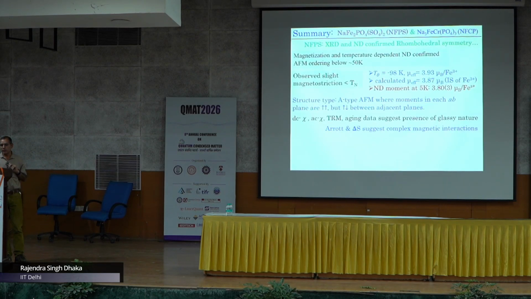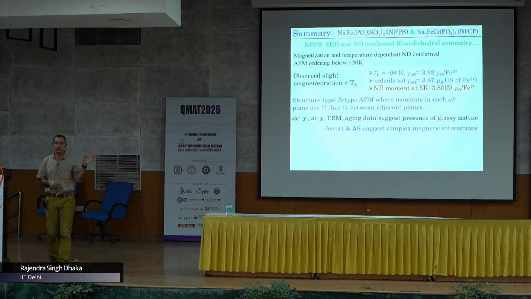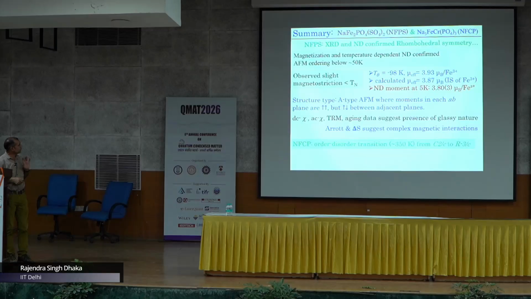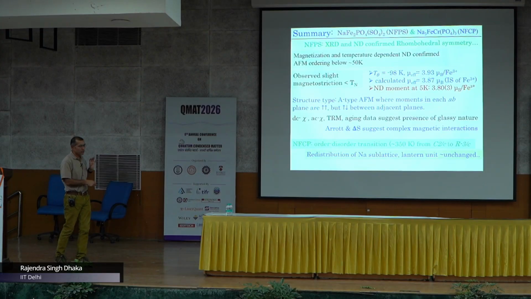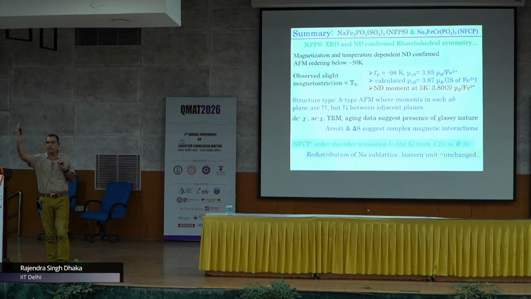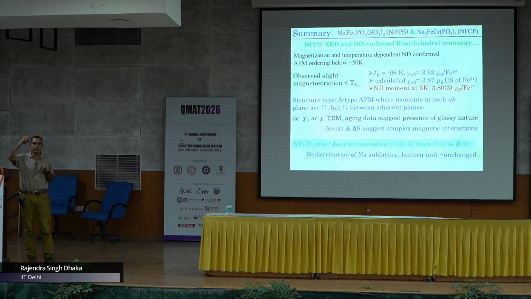So with this, let me conclude by saying that for the first sample, this sodium iron phosphate sulfate, we did detailed neutron diffraction and magnetization studies and found that there is a complex magnetic structure in it. And in the second example, the iron chromium, we found the order-disorder transition happening around 350 Kelvin, which is roughly 50 Kelvin above room temperature. This is very crucial even for battery applications, where our battery temperature in peak summer goes to roughly 100 degrees centigrade.